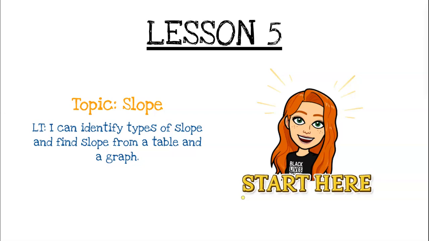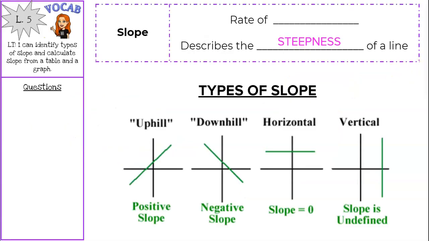Lesson 5, topic slope, learning target. I can identify types of slope and find slope from a table and a graph. First off, slope is the rate of change, and it describes the steepness of a line.